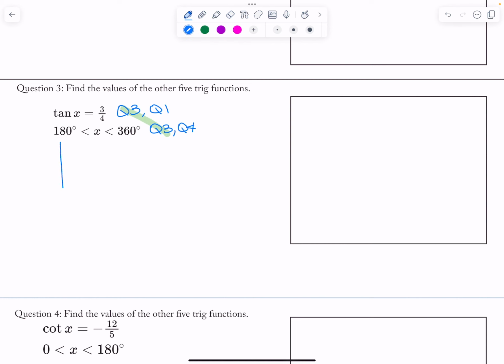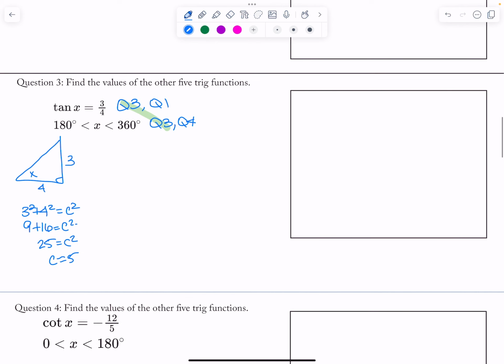So now I'm going to draw my triangle. I have x. I have my right angle. Opposite side is 3. Adjacent side is 4. I could have that memorized, that is going to be 5. Or we could just show our work. So 9 plus 16 is equal to c squared. So 25 is equal to c squared. So c is equal to 5.